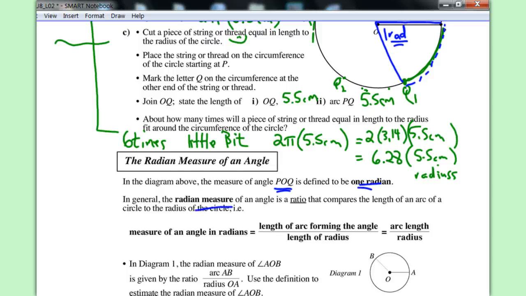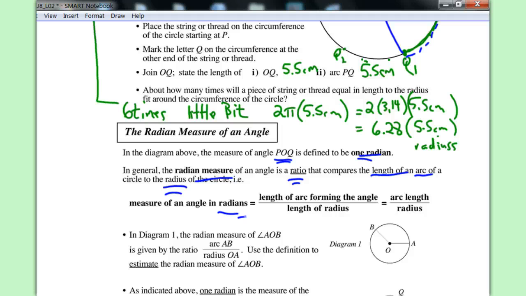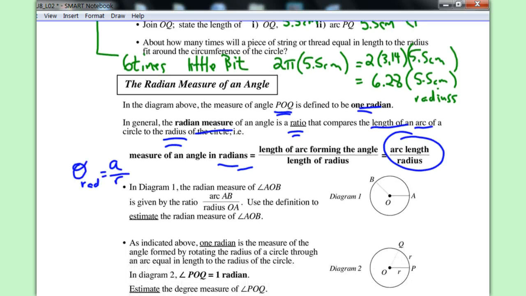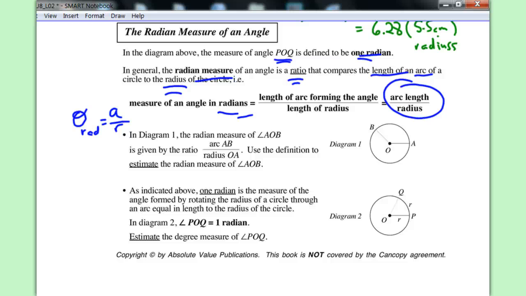In general, a radian measure of a circle is the ratio that compares the length of an arc to the radius of the circle. The measure of an angle in radians is equal to arc length divided by radius. On your formula sheet, there's a formula that says theta in radians is equal to arc length A divided by R. In diagram 1, the measure of AOB is given by the ratio, and we use that definition to estimate radian measure. As indicated, 1 radian is the measure of an angle formed by rotating the radius through an arc equal to the length of the radius.